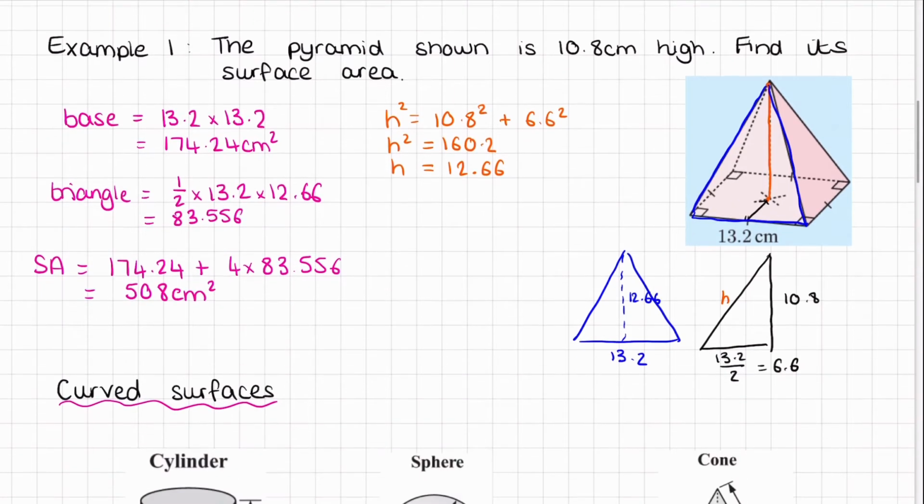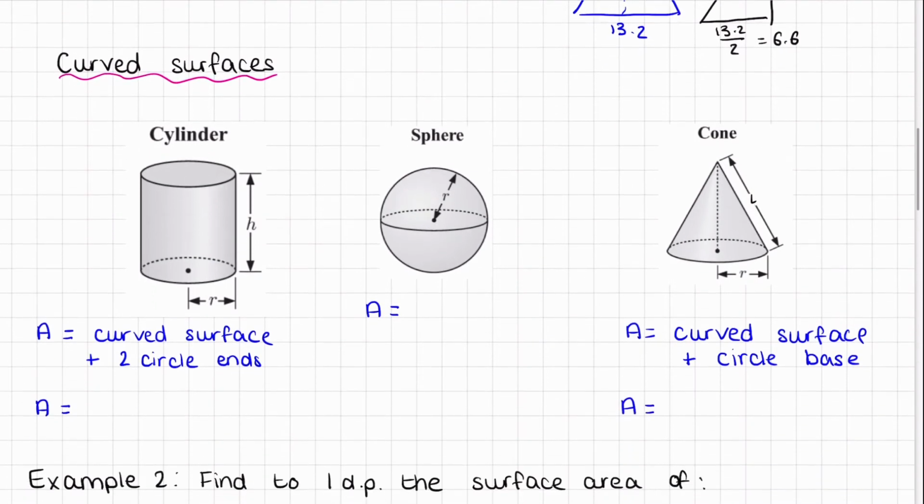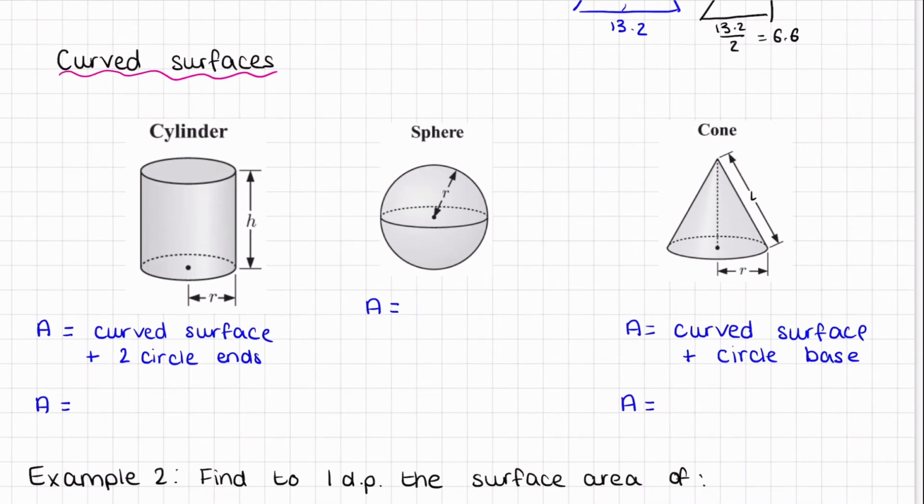We're now going to look at curved surfaces. So some curved surfaces with surface area and volume, we have cylinders, spheres and cones. Now for the area of a cylinder, we have the area of the curved surface plus 2 circle ends. So we've got the outside and then the top and the bottom.